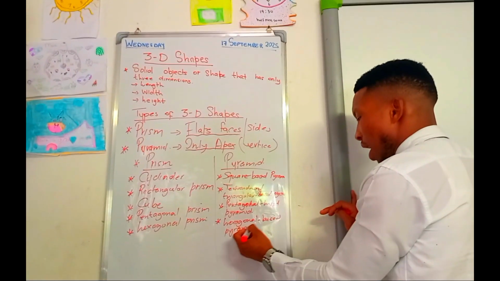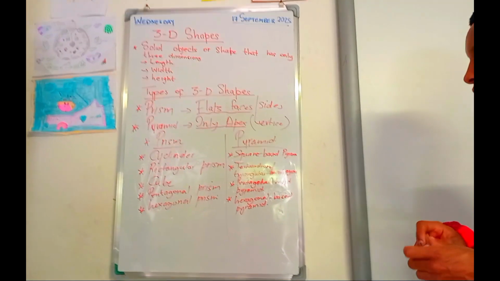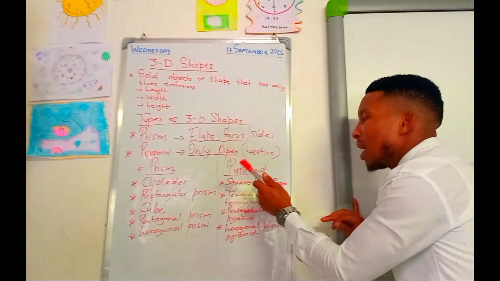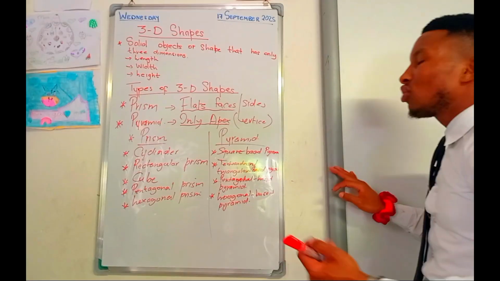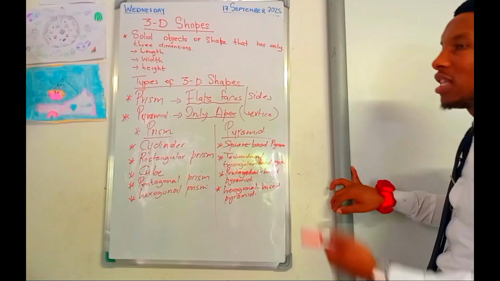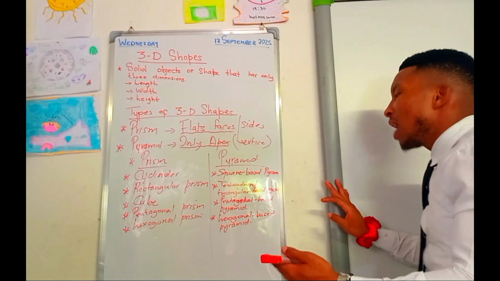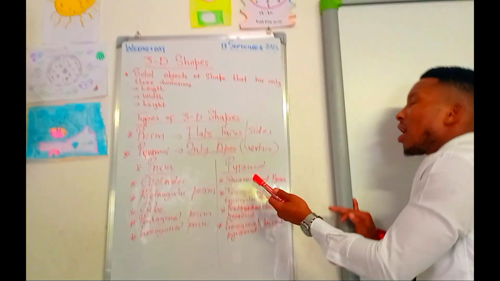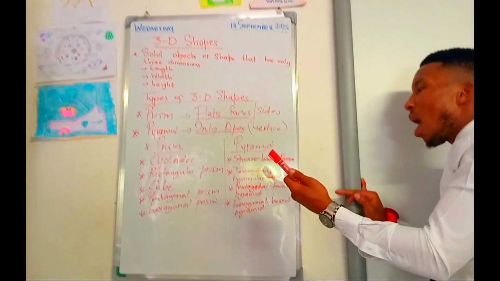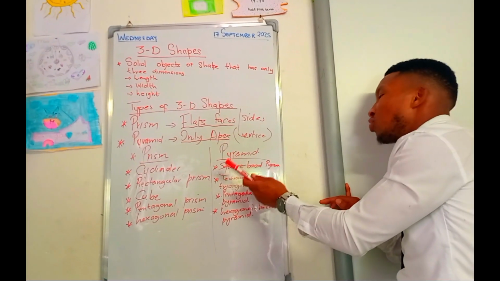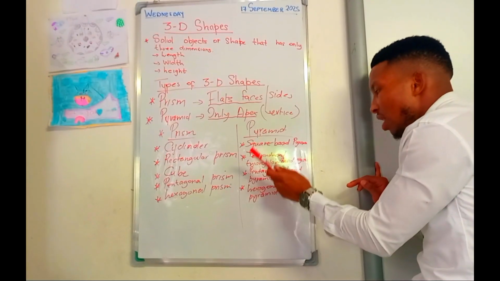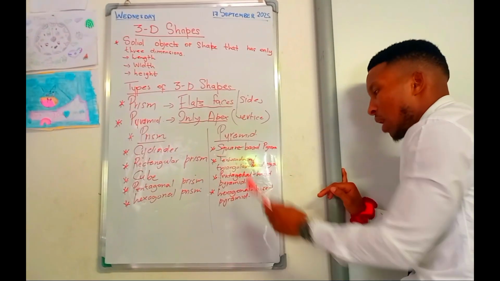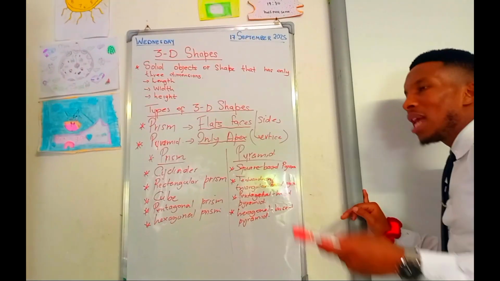It is very important to note that on the exam we are just going to name the pyramid by looking at the base of that pyramid. I'm going to show you what the base is. You check whether the base is a square or rectangle, then it is a square base pyramid. Then we have a triangular base pyramid or tetrahedron, the pentagonal base pyramid, or the hexagonal base pyramid.